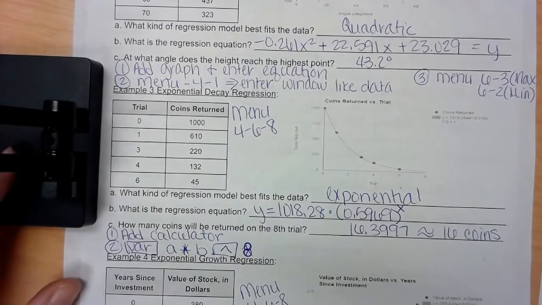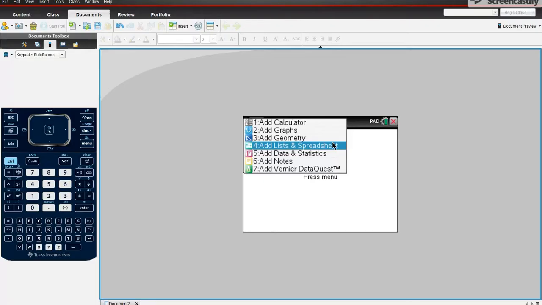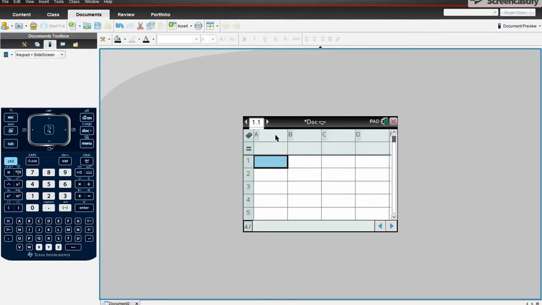Okay, now we're going to do an exponential. Again, push Control, just go to new doc. Pick 4, go up and put your x and y in your list.